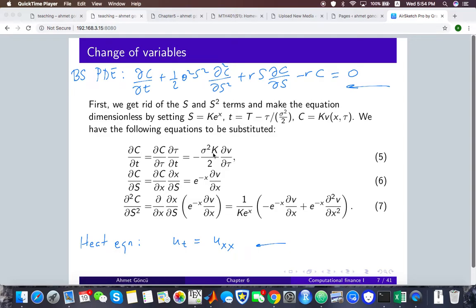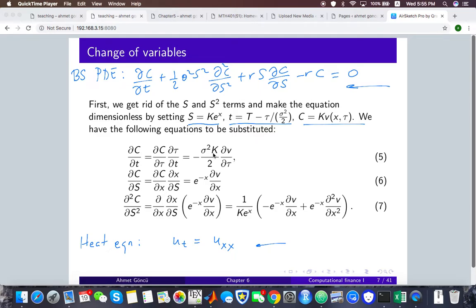You can see we can get rid of these S and S squared terms, and we can make our original Black-Scholes PDE equation dimensionless by setting these new variables. We can redefine these variables in terms of this x and tau. Okay. So basically, by defining this tau in this way, where t is substituted with T minus tau and scaled by the sigma squared over 2 term, actually we are reversing the time.